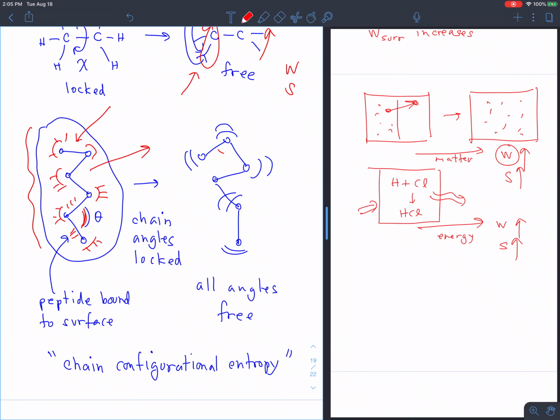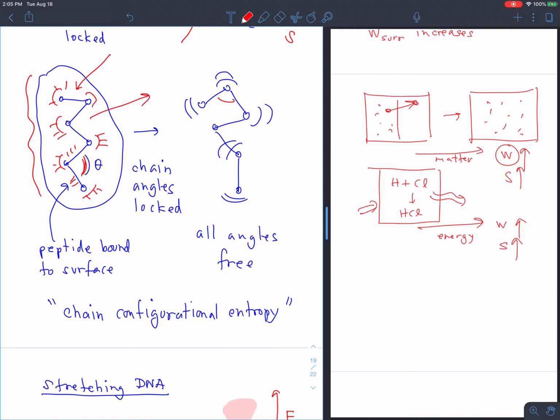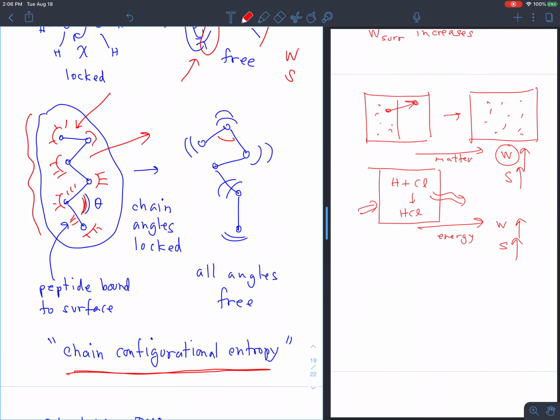Well, now all those angles are free, and there is a rather large, depends on the size of the molecule, but there can be a fairly large change or increase in what's called chain configurational entropy. That increase is due to an unlocking of a degree of freedom, a bunch of degrees of freedom in this case, right? Not just one. All these angles become free, and therefore an increase in W, and therefore an increase in entropy.